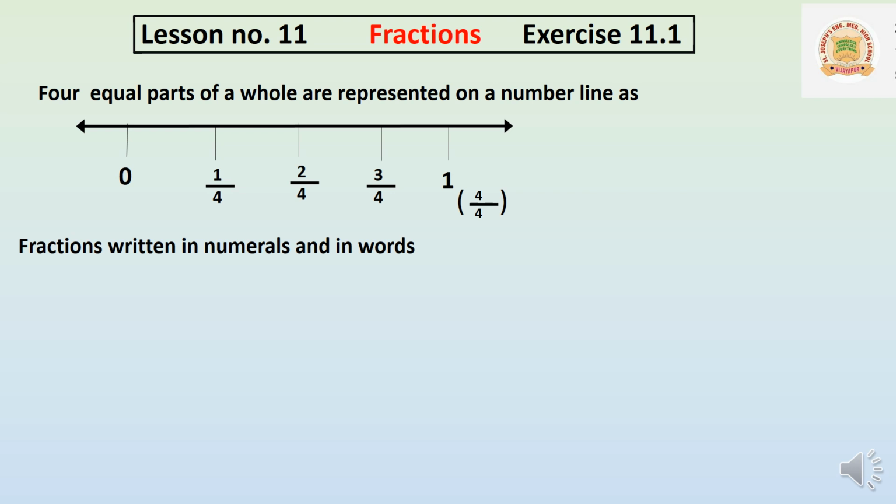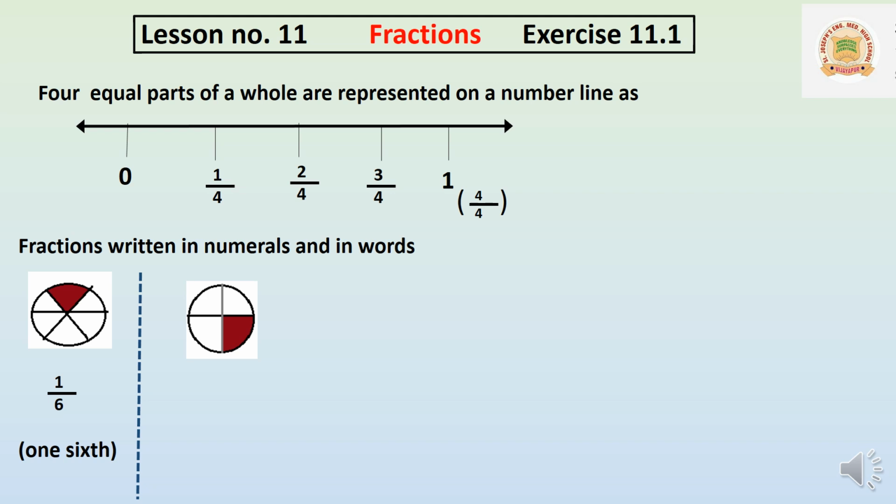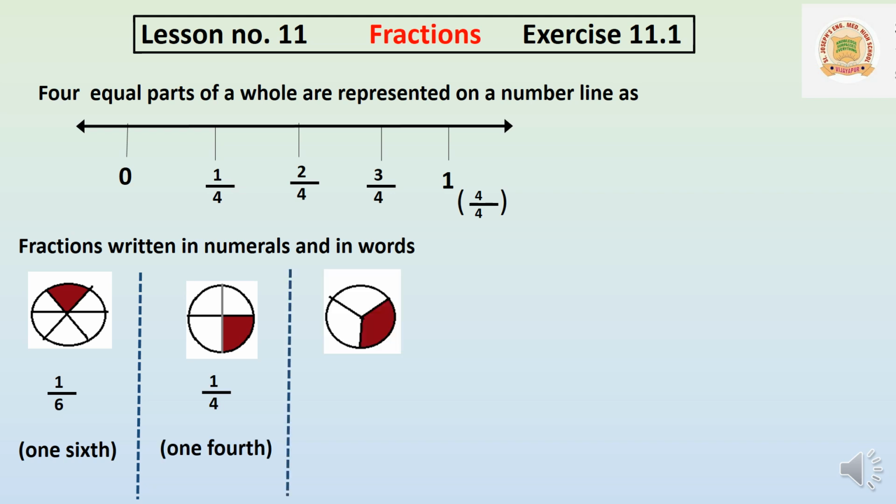Fractions written in numerals and in words. How will it be written? So there is a circle. One circle, how many parts have we made? 6 parts, so 6 is the denominator. And how many parts are colored? 1. So it is called 1/6. Now this circle is made up of 4 parts, and 1 part is colored, so 1/4. This circle is made up of 3 parts, and one is shaded, 1/3.